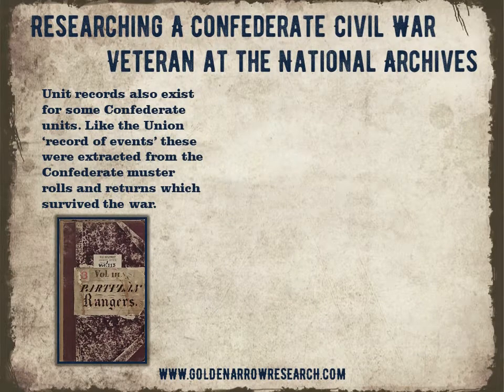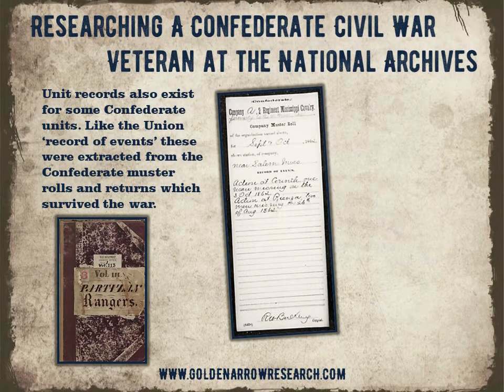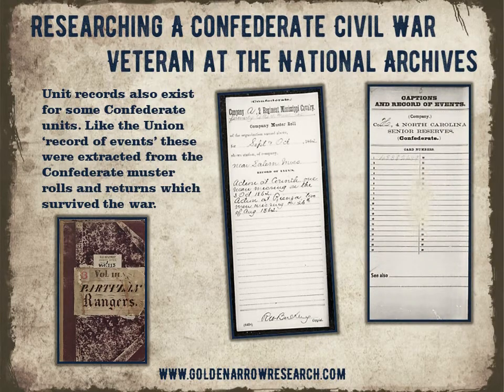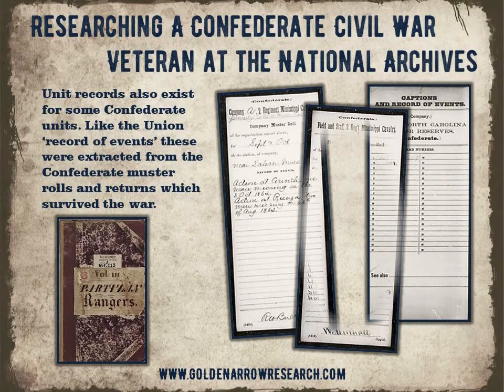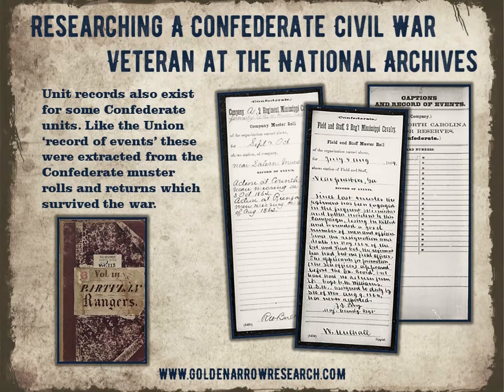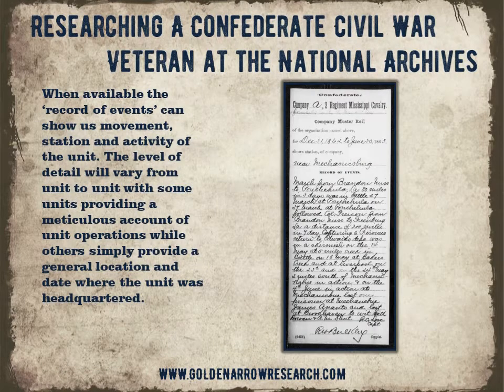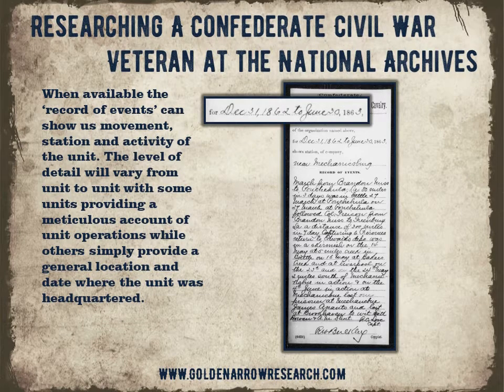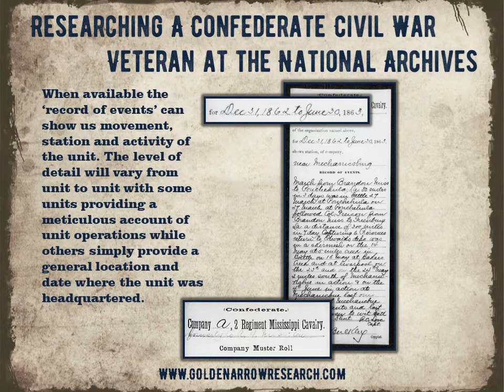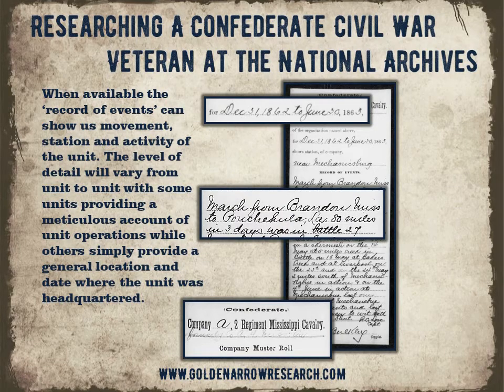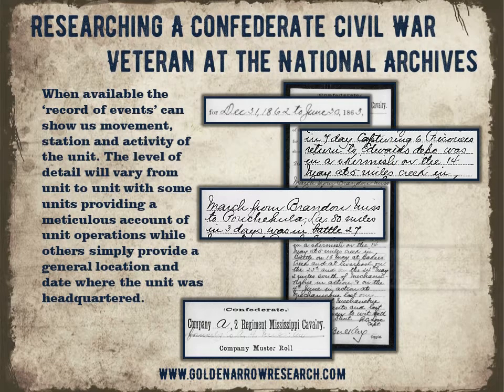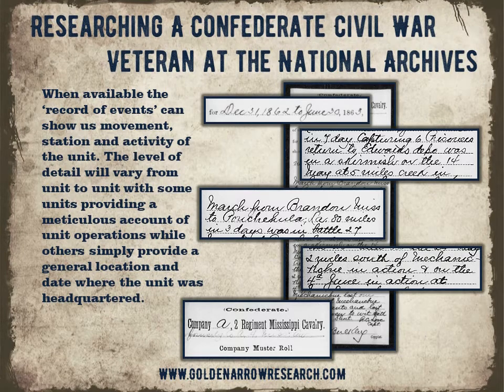Unit records also exist for some Confederate units. Like the Union record of events, these were extracted from the Confederate muster rolls and returns which survived the war. When available, the record of events can show us movement, station, and activity of the unit. The level of detail will vary from unit to unit, with some units providing a meticulous account of unit operations, while others simply provide a general location and date where the unit was headquartered.